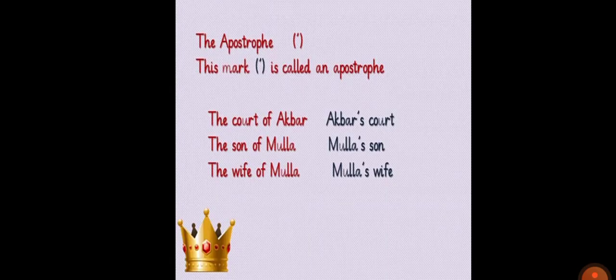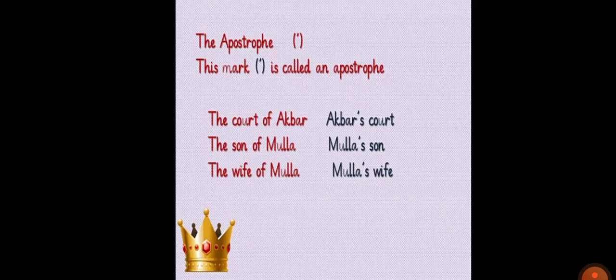This is the sign of apostrophe, students. This mark is called an apostrophe. Now students, we use apostrophe to show the belonging or the relationship of something with someone else. And we also use it to shorten the sentence. How do we use it to shorten the sentence? Have a look at these examples, and you will learn how we shorten the sentence with the help of apostrophe S.